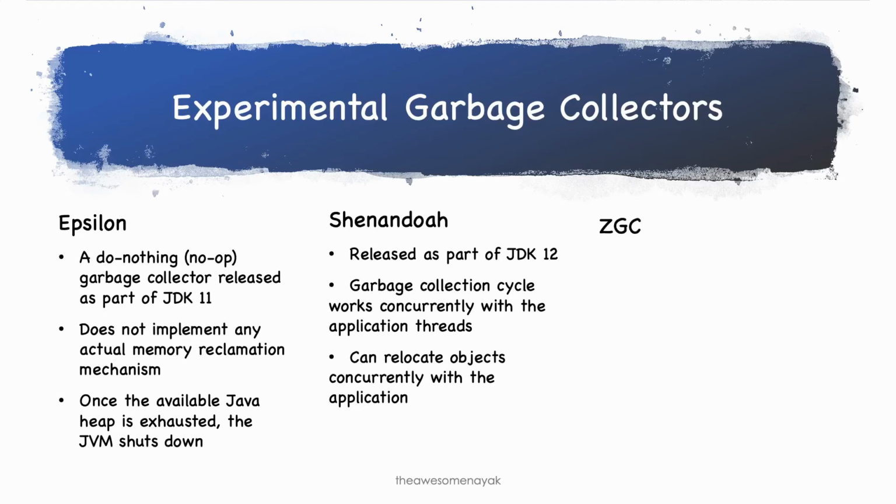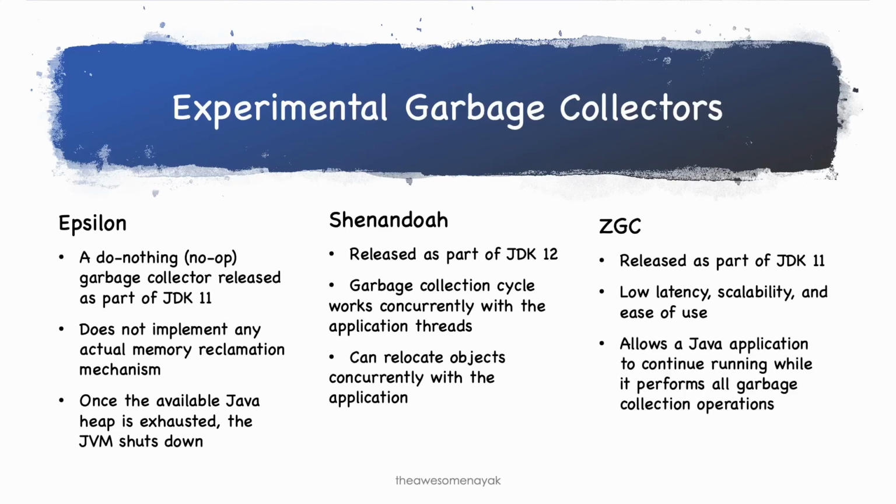ZGC. ZGC is another garbage collector that was released as part of JDK 11 and has been improved over time. It is intended for applications which require very low latency, typically less than 10 milliseconds of pause time, and have a very large heap size. The primary goals of ZGC are low latency, scalability, and ease of use. To achieve this, ZGC allows a Java application to continue running while it performs all garbage collection operations in the background. By default, ZGC uncommits unused memory and returns it to the operating system. Thus, ZGC brings a significant improvement over other traditional garbage collectors by providing extremely low pause times, typically within 2 milliseconds.